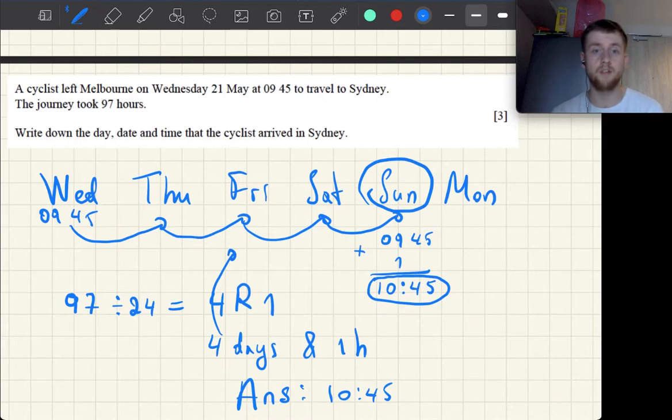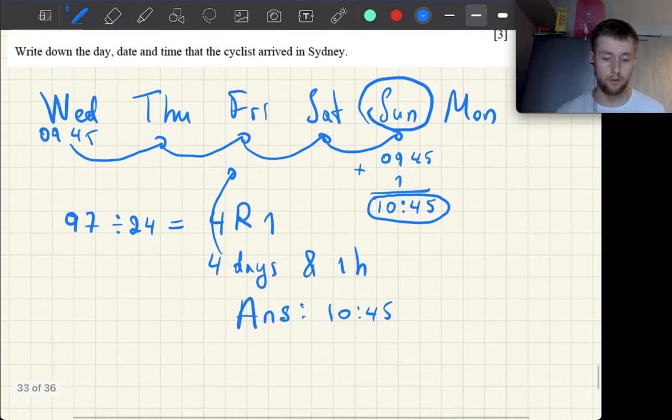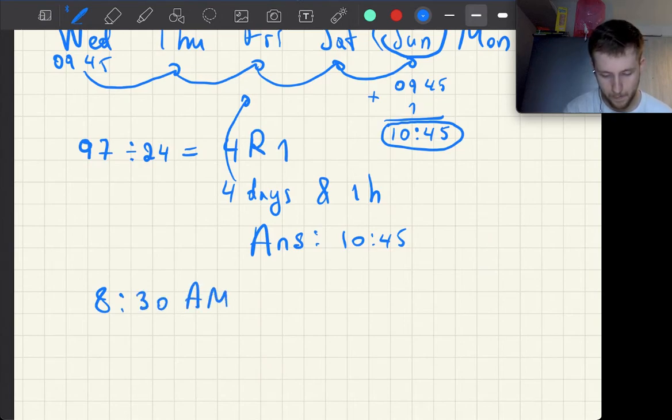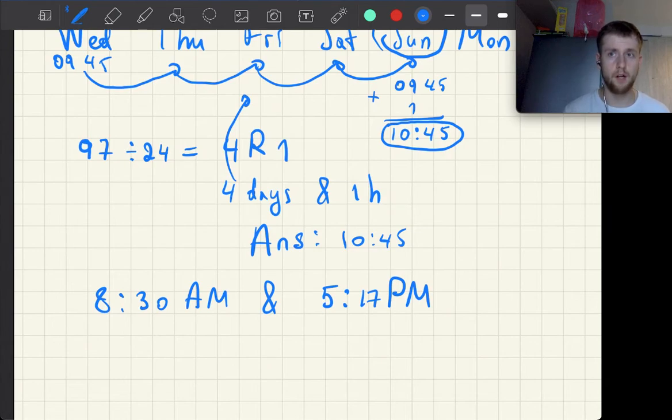Generally pretty easy questions about the time and about speed. The only thing to keep in mind is the time format. It could be 24-hour or it could be 12-hour format. So keep that in mind. So for example, let's say the question is to find the time interval between 8:30 a.m. and 5:17 p.m. Let's say I want to find how many hours have passed between 8:30 a.m. and 5:17 p.m. What do I do?